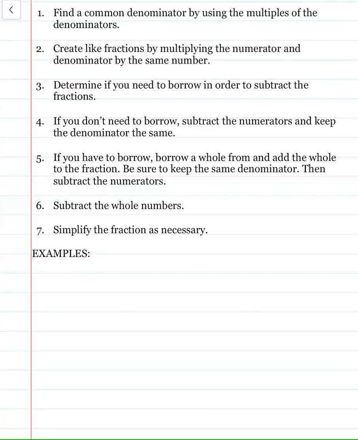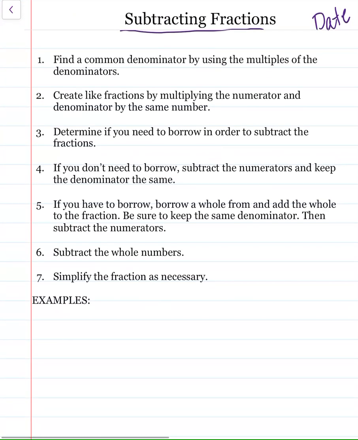Mathematicians. This is Miss Johnson, and today we are going to be subtracting fractions. Make sure that you put your title and you add your date to your notes.